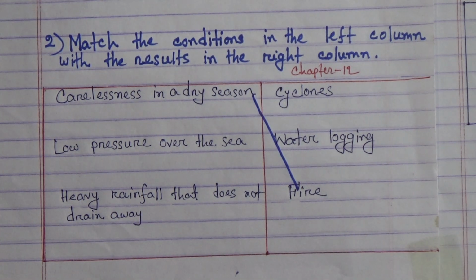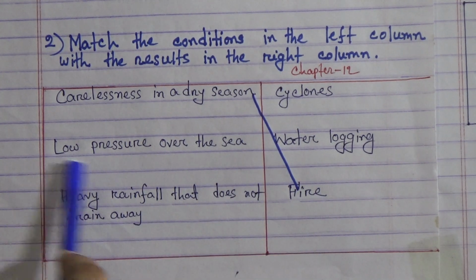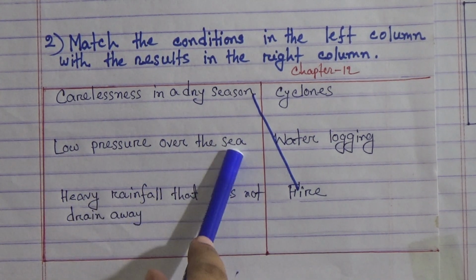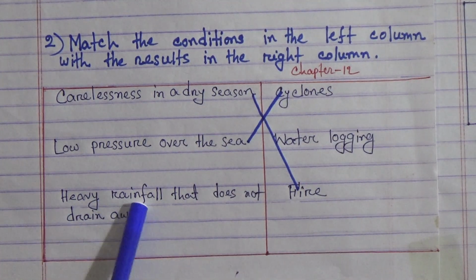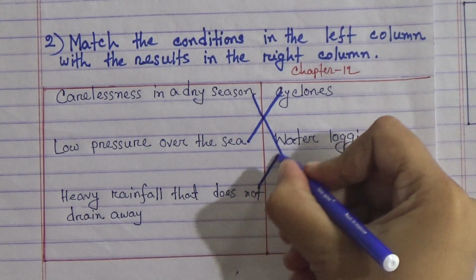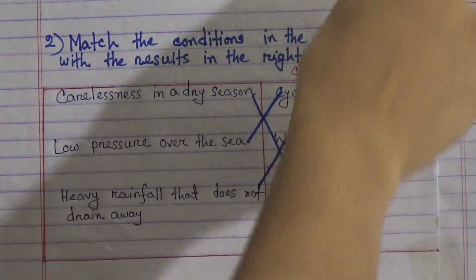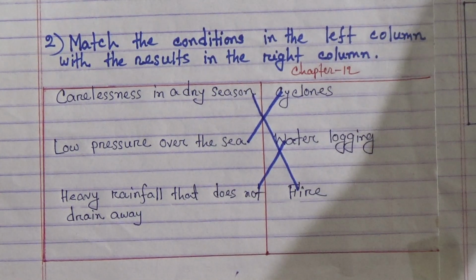In a dry season, fire can happen. And low pressure over the sea, it is matched with cyclone. And heavy rainfall that does not drain away, it is matched with waterlogging. Now the third question, match the kings with their dates.